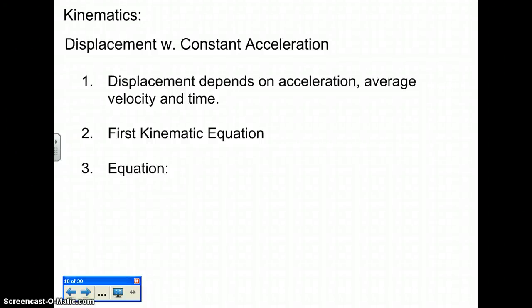Here are your notes on the kinematic equations. The first kinematic that we'll look at is displacement with constant acceleration. This is displacement that's dependent upon acceleration, average velocity, and time. So you're really not breaking up the velocities here. You're going to keep it one entity, VF and VI. And a little bit more, I would like you to add constant right here.